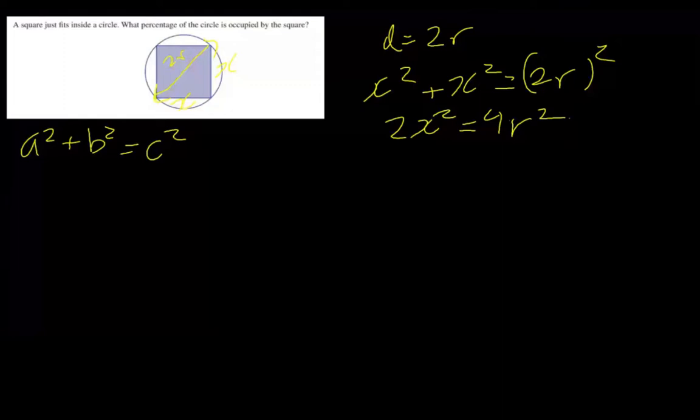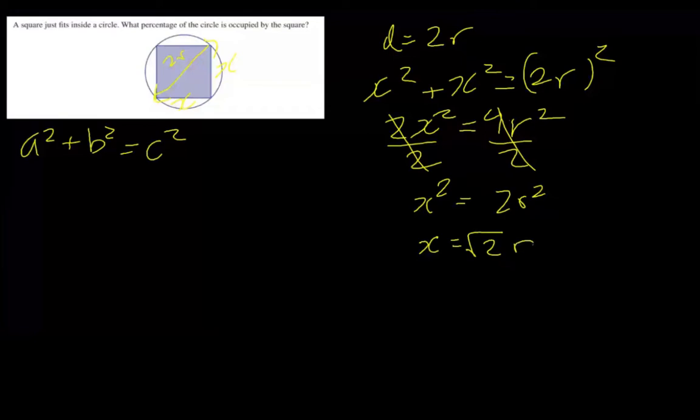So divide both sides by 2. This will cancel out with this, leaving us with just 2r squared being equal to x squared. And to find x, we have to take the square root of both sides. So x squared, take the square root, is just x, is equal to root 2, the square root of 2, and r, the square root of r squared, is r. And now we have a definition for x, and we can actually solve for this question.